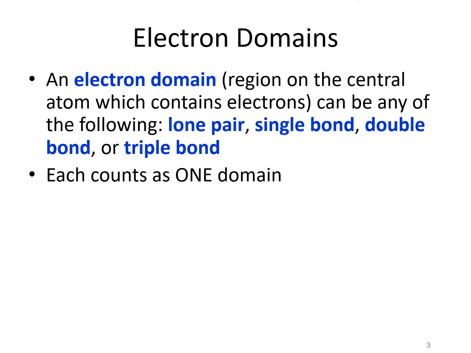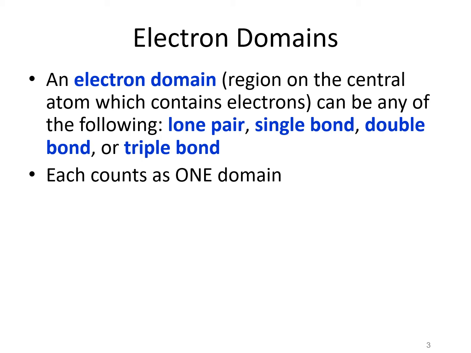Electron domains, which are regions on the central atom that contain electrons, can be lone pairs, single bonds, double bonds, or triple bonds. Each counts as one domain. Basically, ask yourselves the question, are any electrons on this part of the central atom? If yes, then it is a domain.